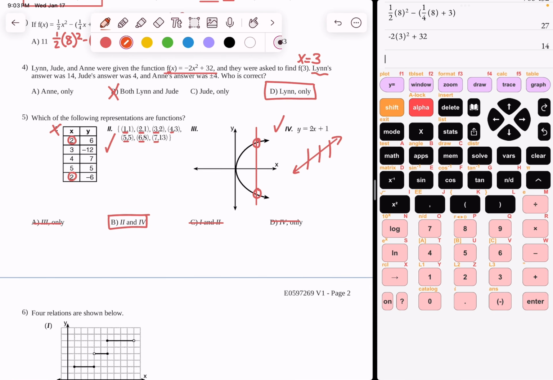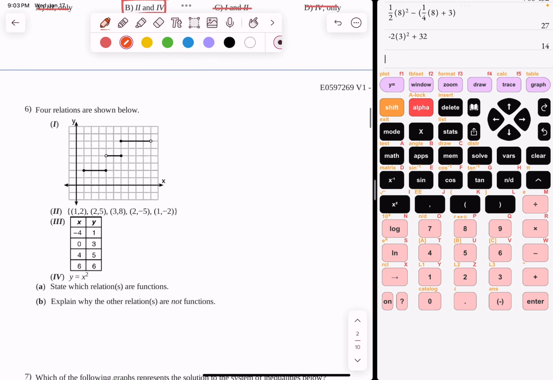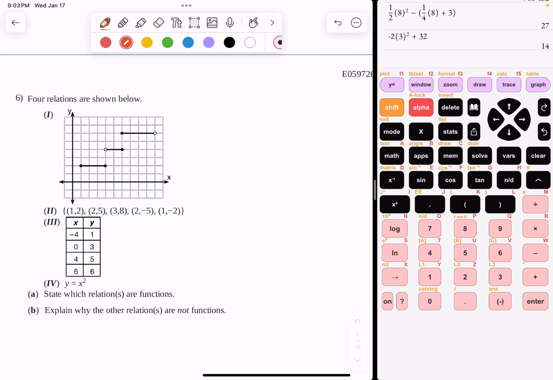Alrighty, let's look at question 6. Four relations are shown below. State which relations are functions. Let's look at choice 1. So far it's a function.